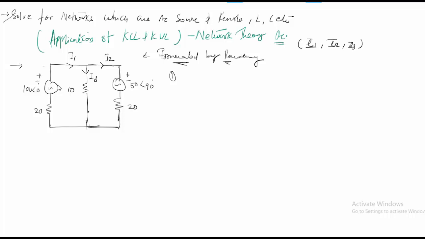So if you are applying the KCL on the node, if this is node 1 and this is node 2 of the circuit, then applying the KCL, what you will get is the current I1 is equal to I2 plus I3, and this is my first equation.